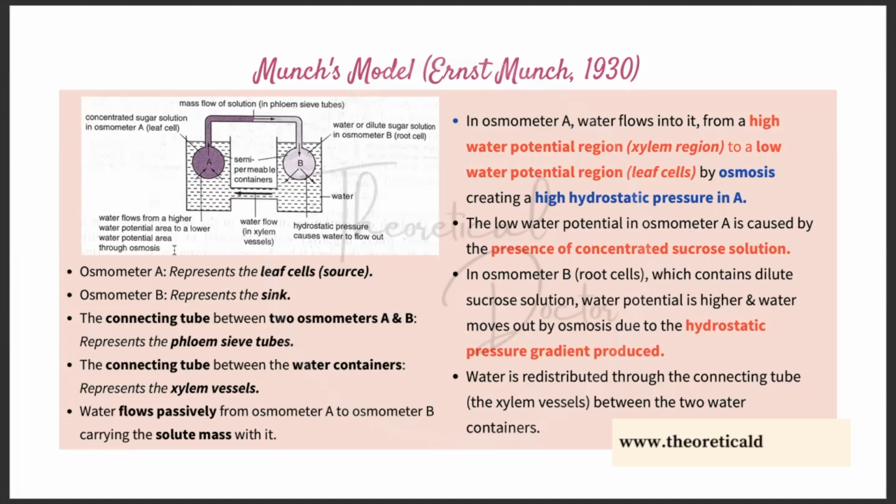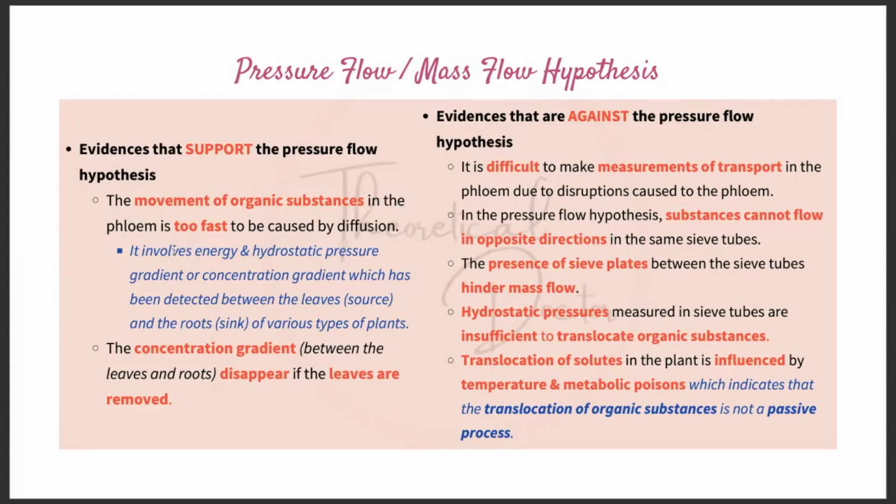So come back here, pause the video, take your time to understand it. Because it is a hypothesis, there are evidences that support and evidences that are against this. So evidences that support the pressure flow hypothesis. First, the movement of organic substances in the phloem is too fast to be caused by diffusion. It involves energy and a hydrostatic pressure gradient or concentration gradient, which has been detected between the leaves and the roots of various types of plant.